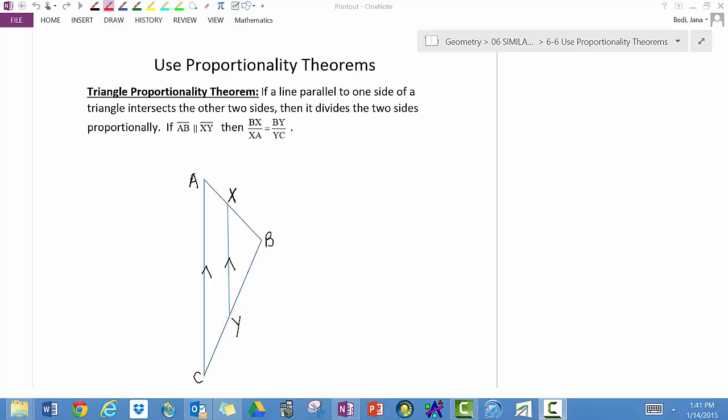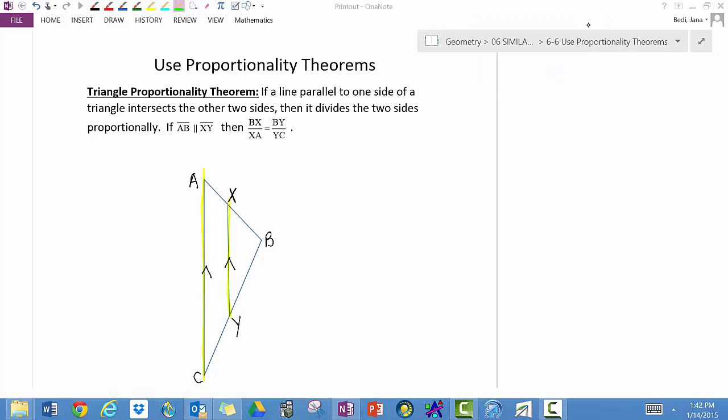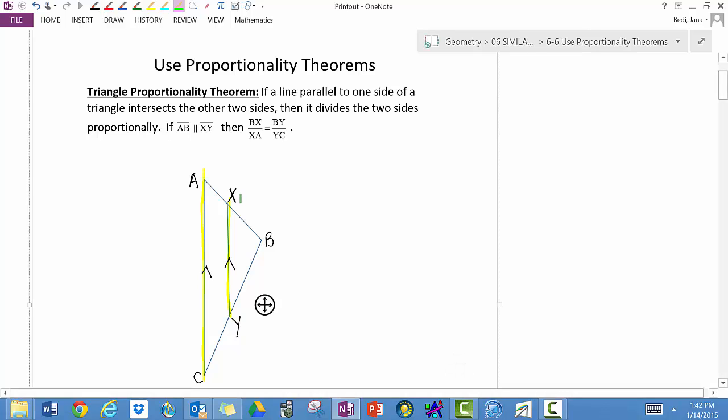In this section, you will learn to use proportions with similar triangles. You will also use proportions with a triangle or parallel lines. So let's look at this figure here. You see that segment XY is parallel to segment AC, and these two sides, BA and BC, are divided such that BX over XA equals BY over YC.